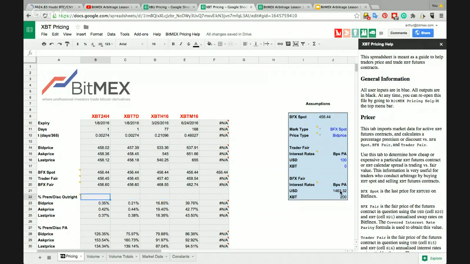Now we want to look at what is the premium or discount outright, i.e. this is just the futures price divided by the spot price minus one. And so here we have the different levels of the price.